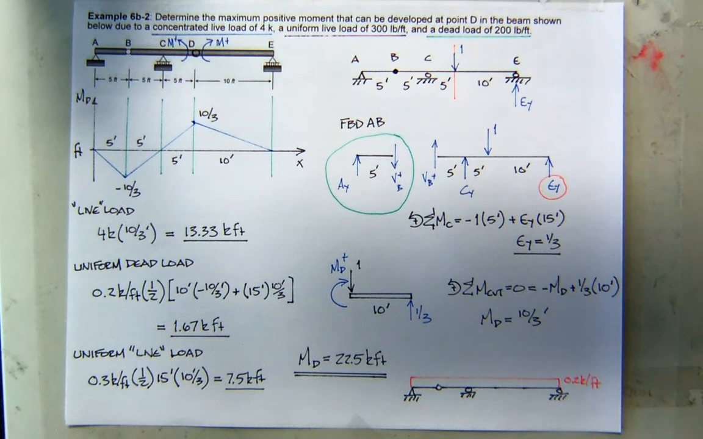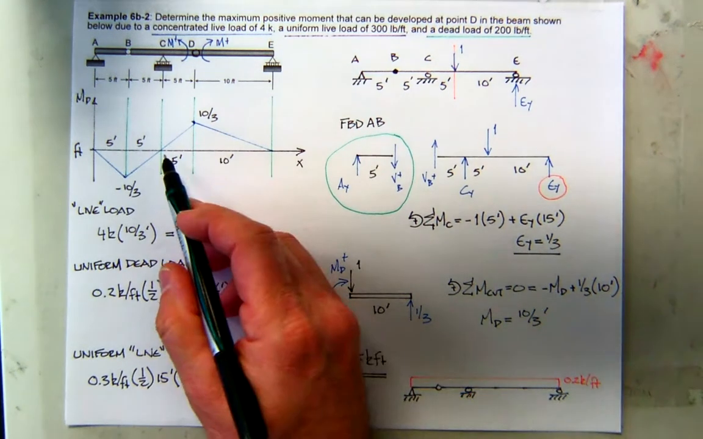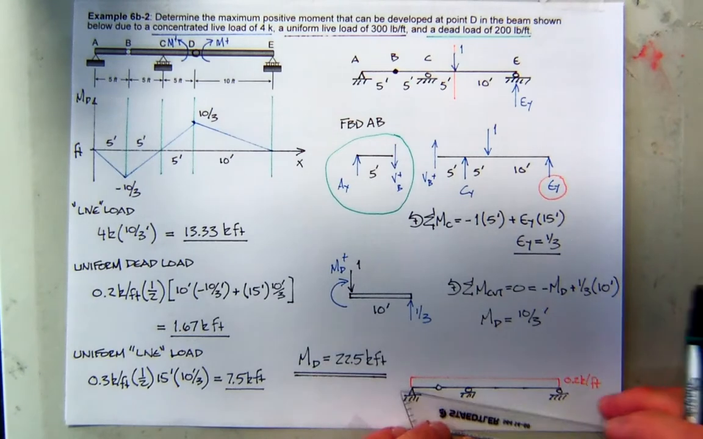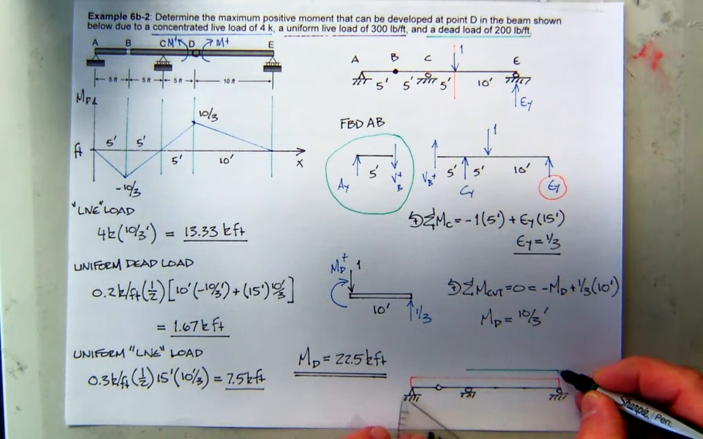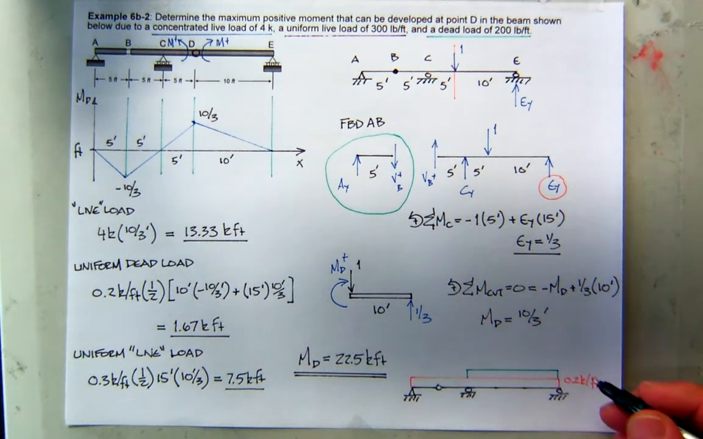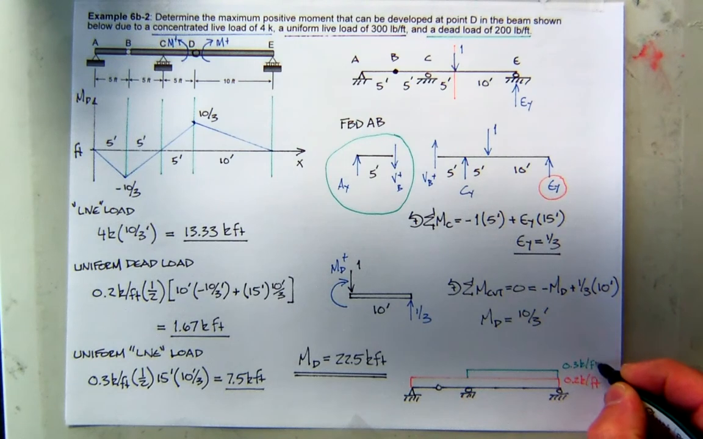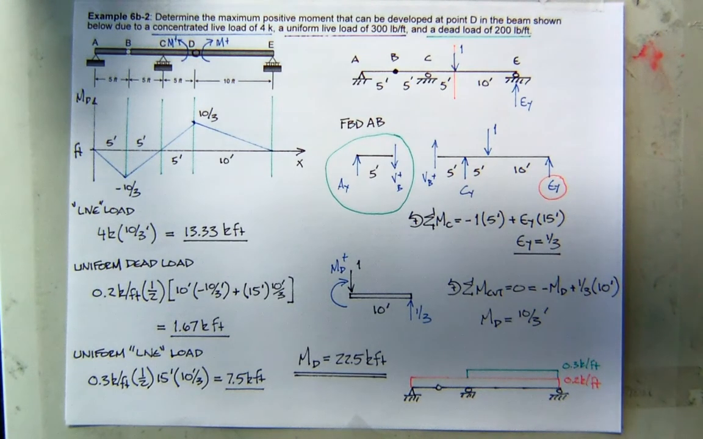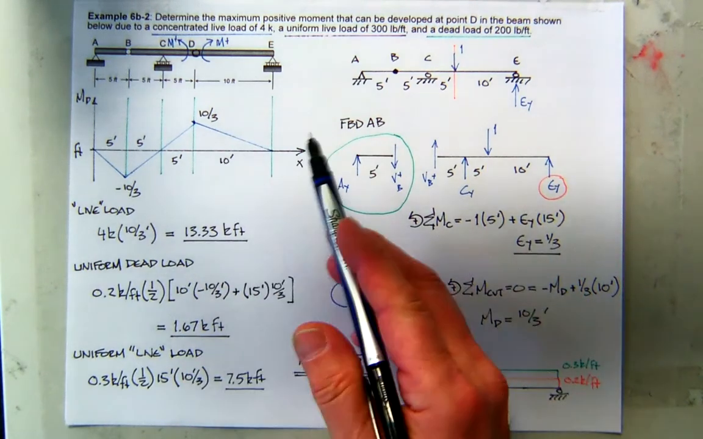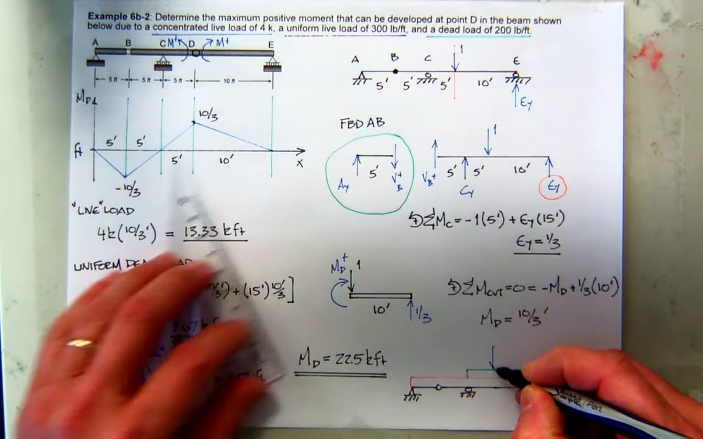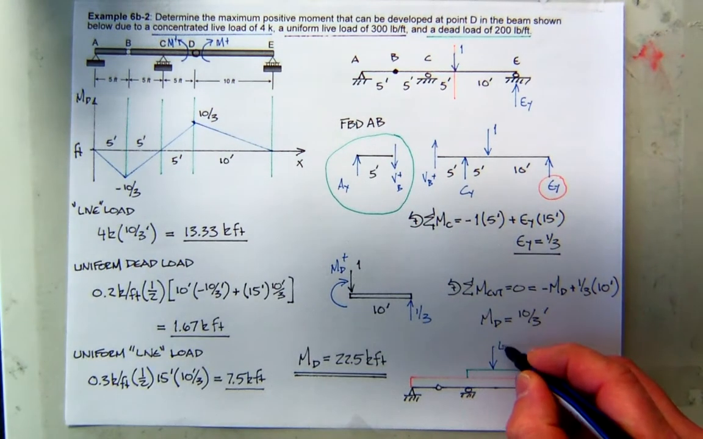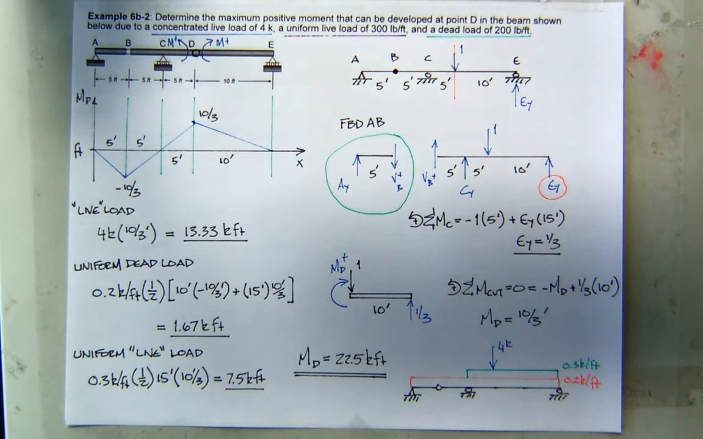Now the uniform live load only went from C to E, so that would be here. And that has the value of 0.3 kips per foot. And then where did our live concentrated load end up? Right at D, which is kind of here. And that had a value of 4 kips. So that's the load combination that creates the maximum positive moment at D.